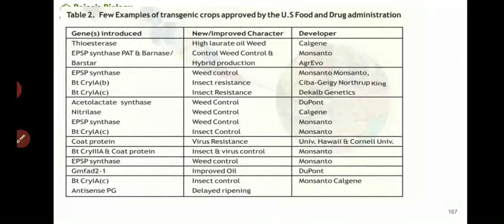And in the last, I show certain genes, the genes of thioesterase, for high laurate oil wheat production. The table shows you the variety of genes and which company possesses the rights to develop the product.